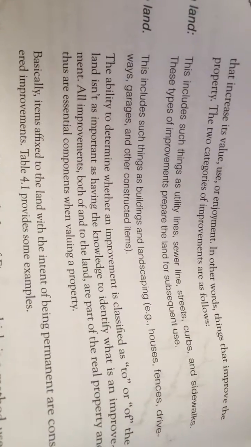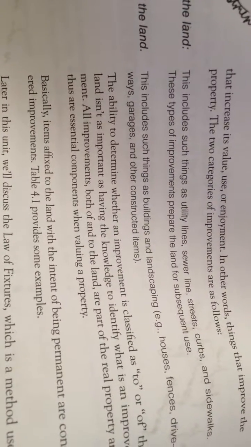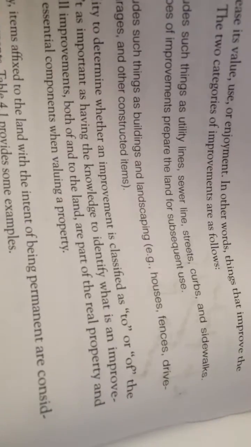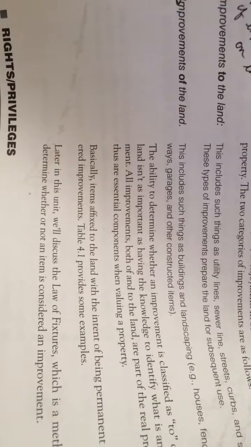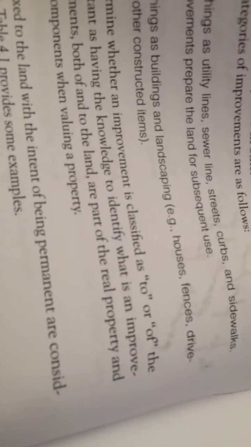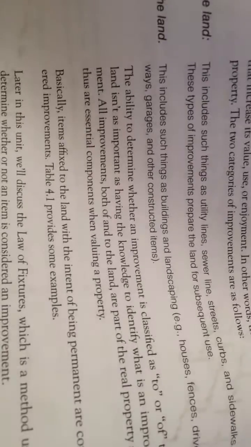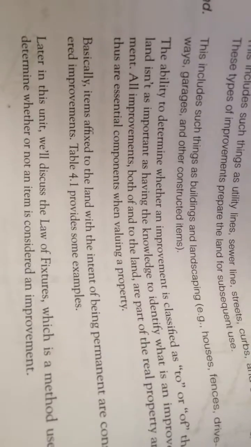Improvements to the land. This includes such things as utility lines, sewer line, streets, curbs, and sidewalks. These types of improvements prepare the land for subsequent use. Improvements of the land. This includes such things as buildings and landscaping. For instance, houses, fences, driveways, garages, and other constructed items.